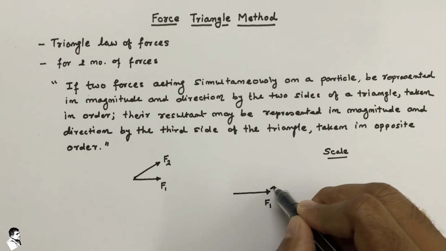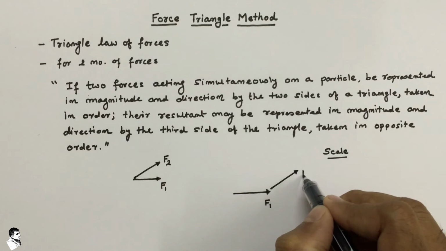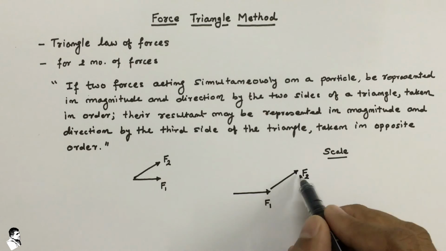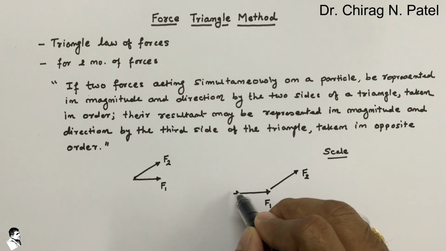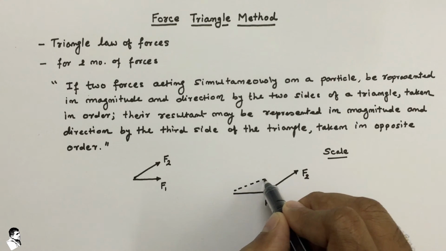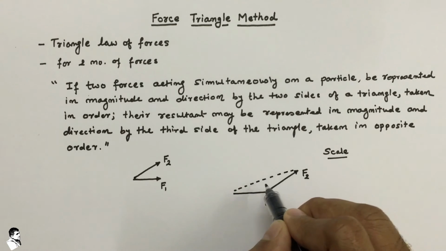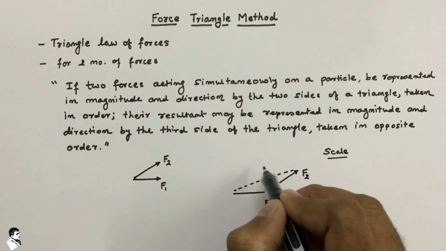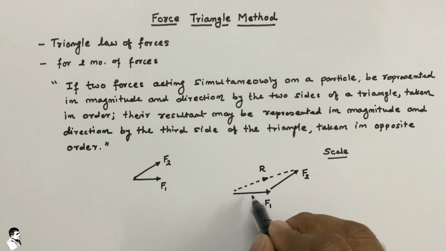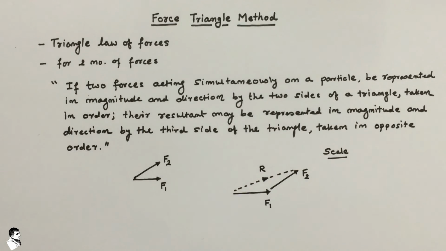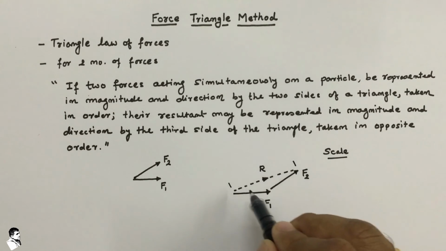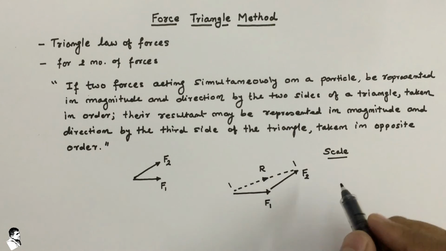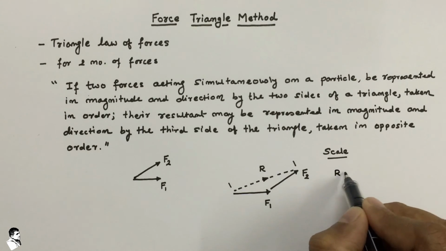again maintaining the direction of force F2 as well as according to the given scale, and in the opposite order if we join that with another side of that triangle, that side is going to represent the resultant of those two forces. So whatever the measurement of this third side, that would be the resultant R value.